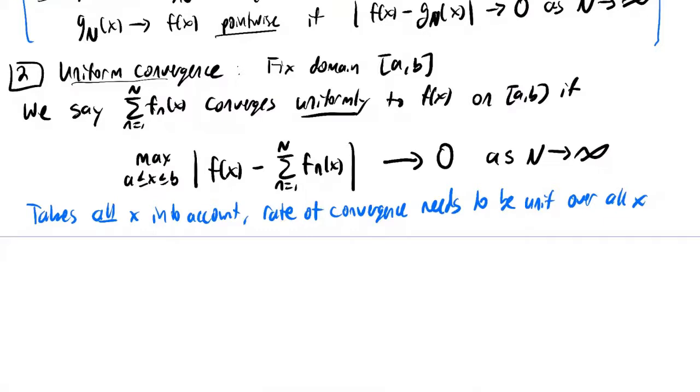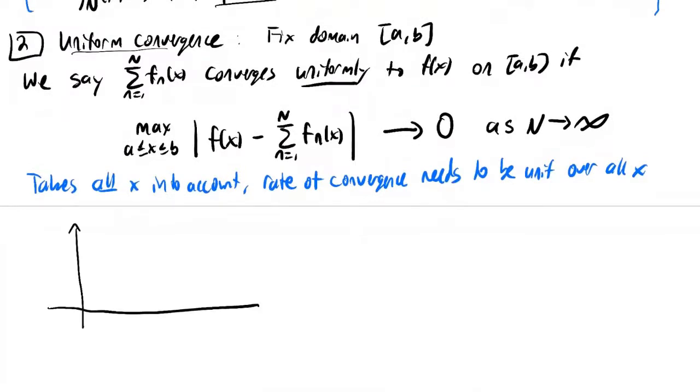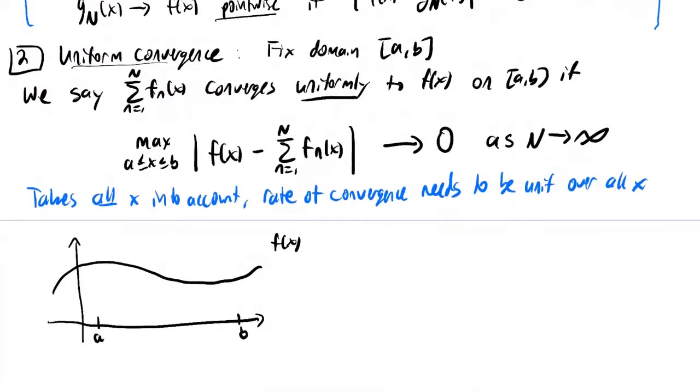Right. So what's a good way to visualize this? Let me draw a sketch of the graph of my function. Let's say this is the graph of my function f of x. Maybe my function does something like this, right? And so what does this mean? Well, let's say this is my point A over here, and this is my point B. Let's look at this formula that we use to define this notion of convergence. If I look at the maximum here, this means that the largest displacement between f and the partial sums, the series from n equals 1 to N of the fn's, has to decrease as N goes to infinity, right?